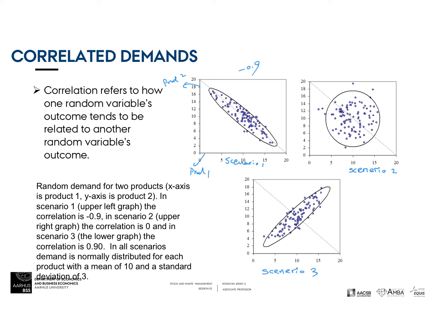And scenario 3 is the other way around. The coefficient is 0.9, so product 1's demand increases with product 2's demand. They have a positive impact on each other. And in scenario 2, the coefficient is 0, so these are independent demands. Now the question is how the correlation in scenario 1 and scenario 3 actually affects your order or inventory decisions.